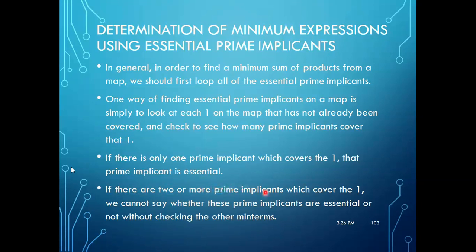If there are two or more prime implicants which cover the one, we cannot say whether the prime implicant is essential or not without checking the other min terms. That is, if you have a single one which is covered by two or more prime implicants, then you cannot conclude that it is an essential prime implicant. The conclusion here is that you have to see the min terms: if a min term is covered by only one single prime implicant, then conclude that it is an essential prime implicant.